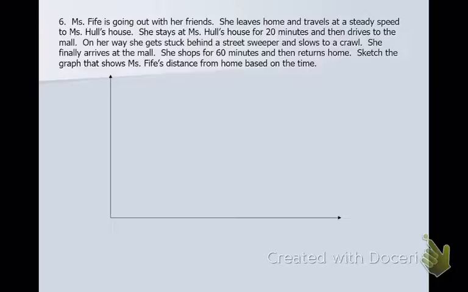So here's what we need to do. She leaves her home at a steady speed. She stays at Mrs. Hull's house for 20 minutes, and then she drives to the mall. On her way, she gets stuck behind a street sweeper and slows to a crawl. That's important. She finally arrives at the mall, shops for 60 minutes, and then goes home, apparently taking Mrs. Hull with her. Okay? So, distance from home based on time. So we're going to put time here, and then distance from home here.